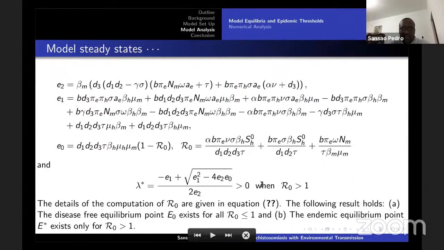Okay, so in the next stage, we look for the value of lambda star that is positive, and we find that this value exists and is positive when an epidemic threshold is greater than 1. Exactly this epidemic threshold, which is given by this expression, is the expected average number of secondary infections during the course of infection in the system, which is termed R0. So the endemic equilibrium point only exists for R naught greater than 1.